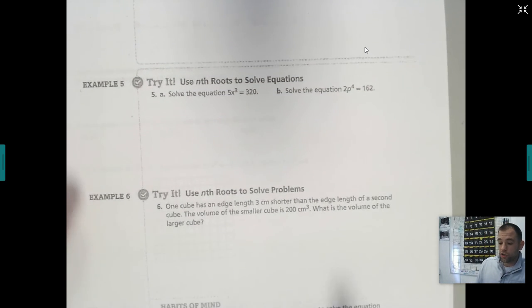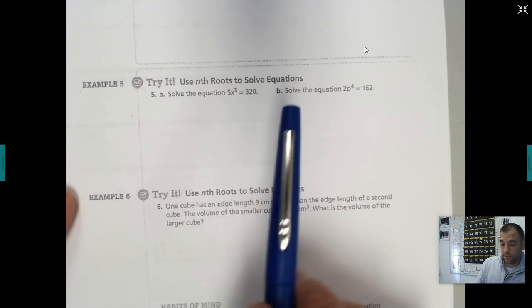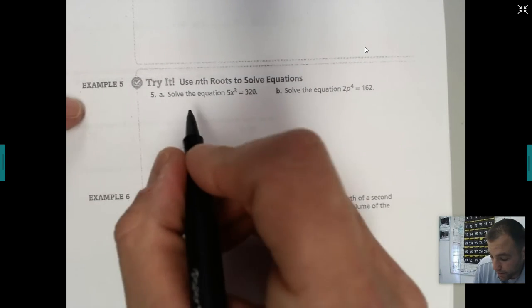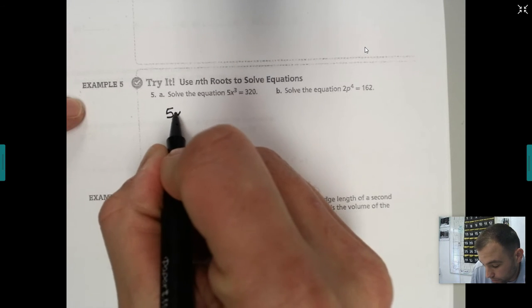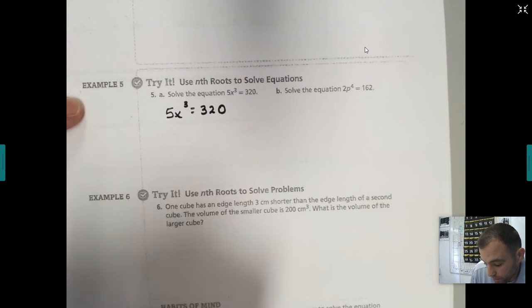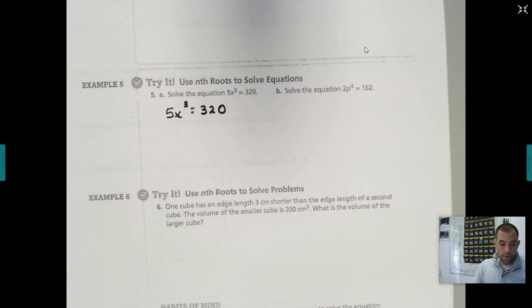Now we're going to solve a problem. Okay, so solve the equation. This is going to be solved exactly like you have solved everything else. We're just going to add one little step to it. So 5x to the third equals 320. Okay, I just rewrote the problem.